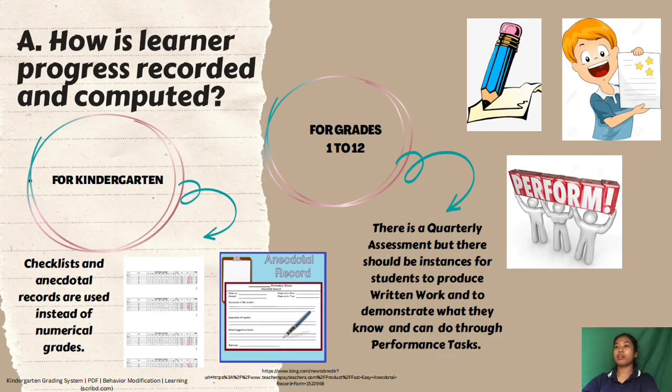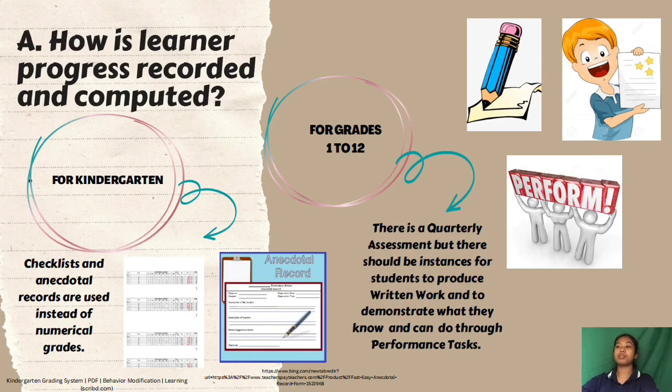How is learner progress recorded and computed? So for kindergarten, checklists and anecdotal records are used instead of numerical grades. These are based on learning standards found in the kindergarten curriculum guide. It is important for teachers to keep a portfolio, which is a record or compilation of the learner's output, such as writing samples, accomplished activity sheets, and artwork.